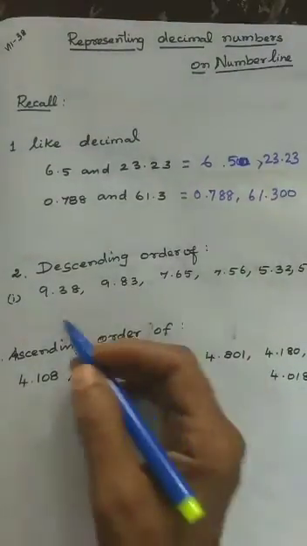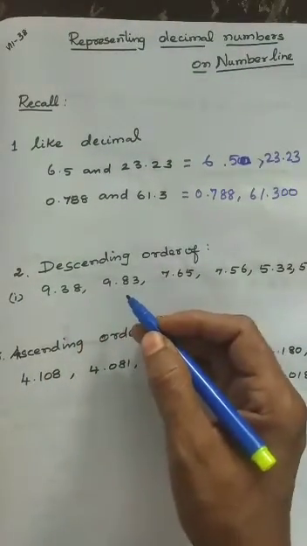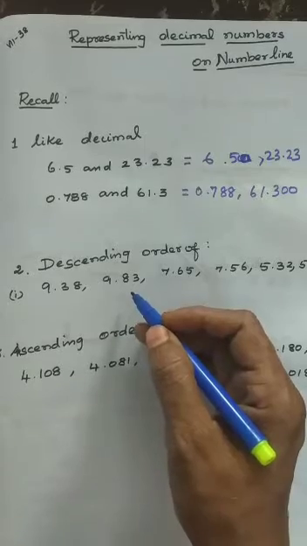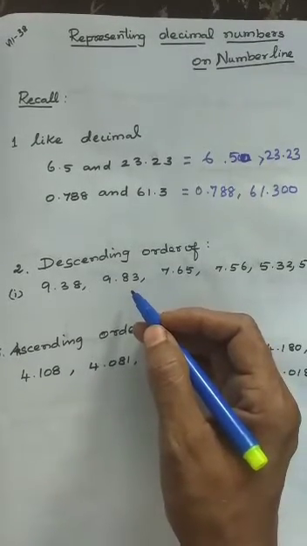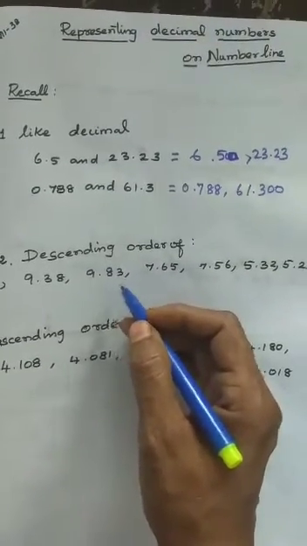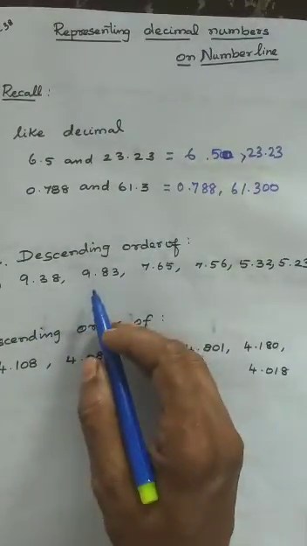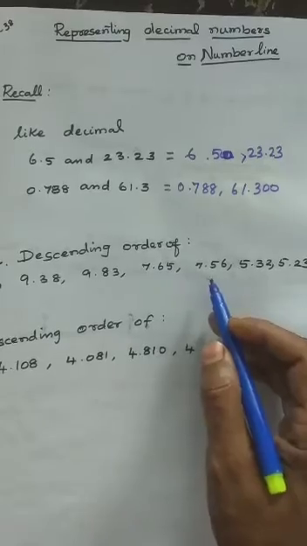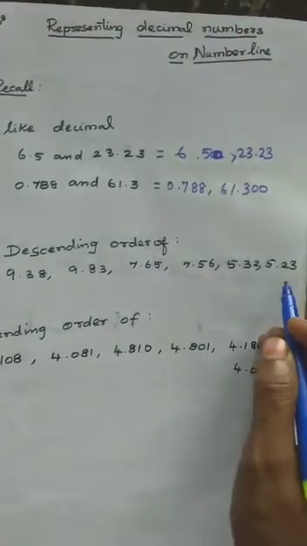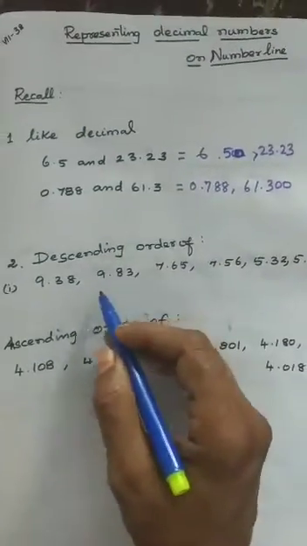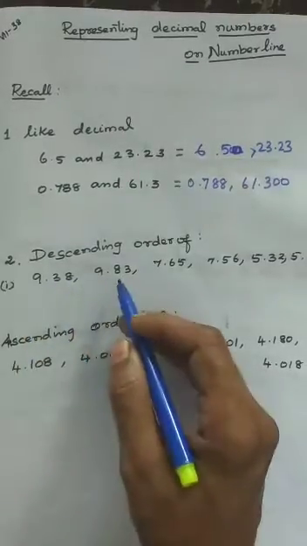Descending order of this: 9.38, 9.83, and so on. Descending order means you have to write the bigger number to smaller number. Here 9 point, 9 point. Here 7 point, 7 point. Here 5 point, here also 5 point. So take 9 point first.